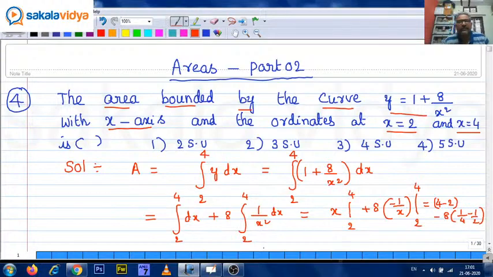So we need to simplify this. 4 minus 2 equals 2. Minus 8 into 1 by 4 is 2. Minus 8 into minus 1 by 2 is plus 4. The 2 gets cancelled, so the answer is 4 square units. That means the third option is the right option.